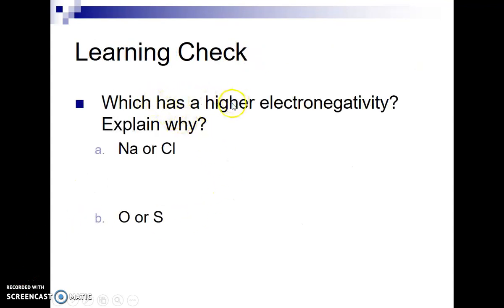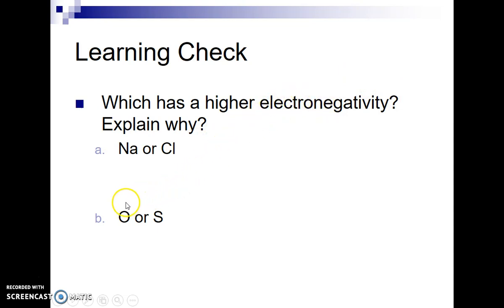If we look at the learning check here, it wants to know which one has a higher electronegativity between Na and Cl. Well, Na and Cl are in the same period, and again, as you go across a period, the number of protons increases. You'll see that Cl, if you look at your periodic table, is more over in the period. So because Cl has more protons, it can experience greater effective nuclear charge and is better able to pull the electrons in, which is what electronegativity is, the desire to gain electrons.